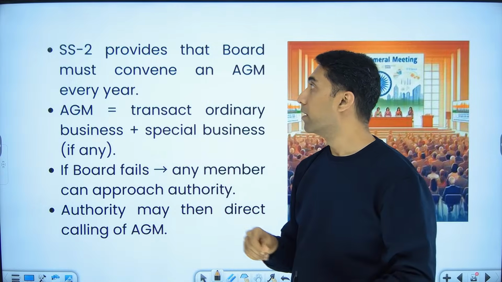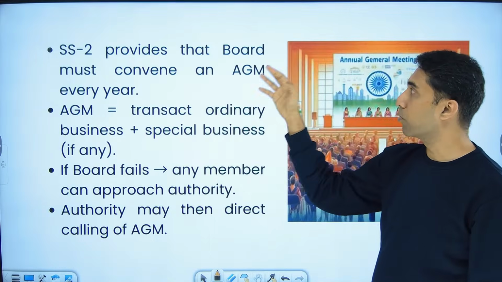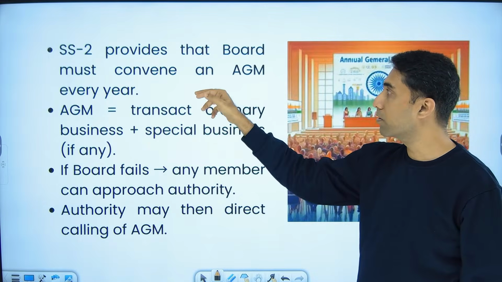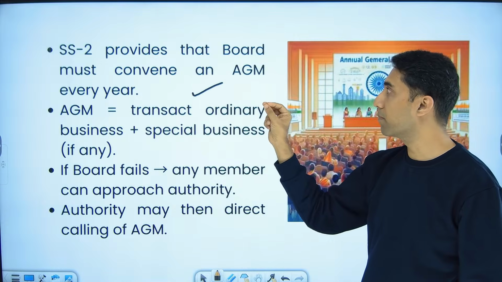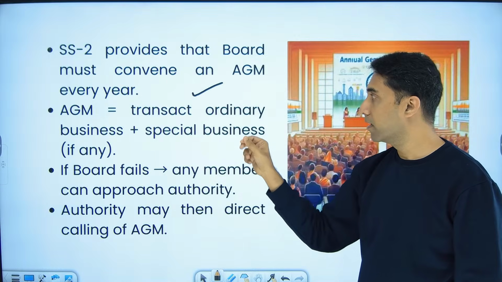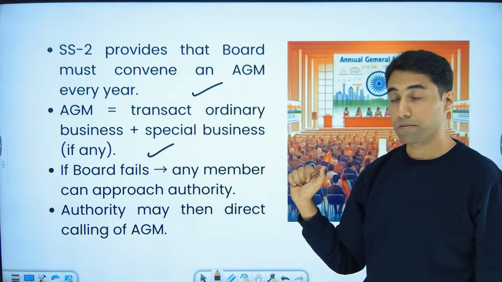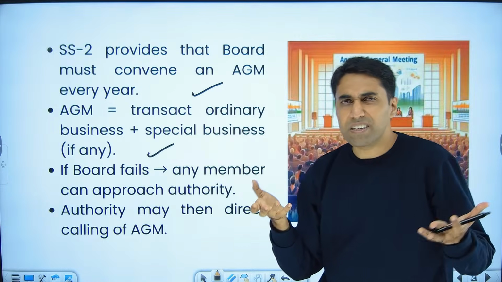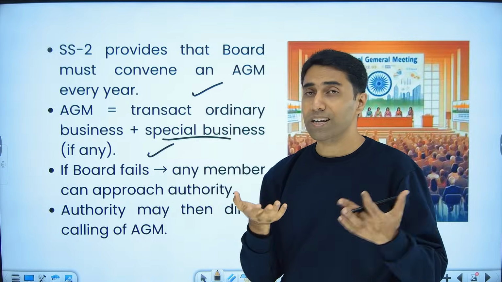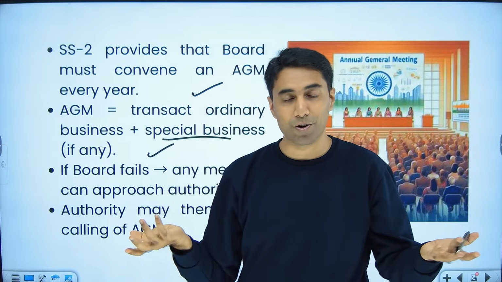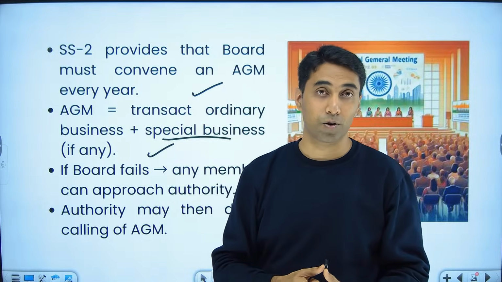Secretarial Standard 2 provides that the board should convene the annual general meeting every single year, and it should transact ordinary business and special business. Very, very important. You'll ask, sir, what if they don't have special business? They don't discuss, they don't even list it in the notice.